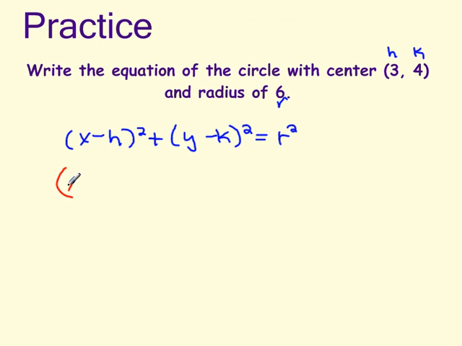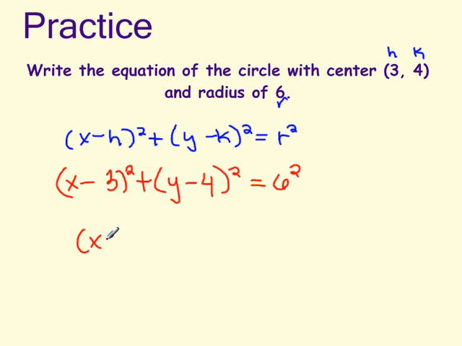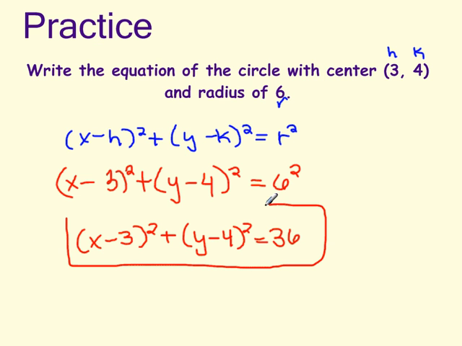So I'm going to say (x - 3)² + (y - 4)² equals, my radius is 6, so I'll say 6². The only thing that you might want to simplify is this radius squared. So I will write my final equation of this circle as (x - 3)² + (y - 4)² = 36. And we're done.